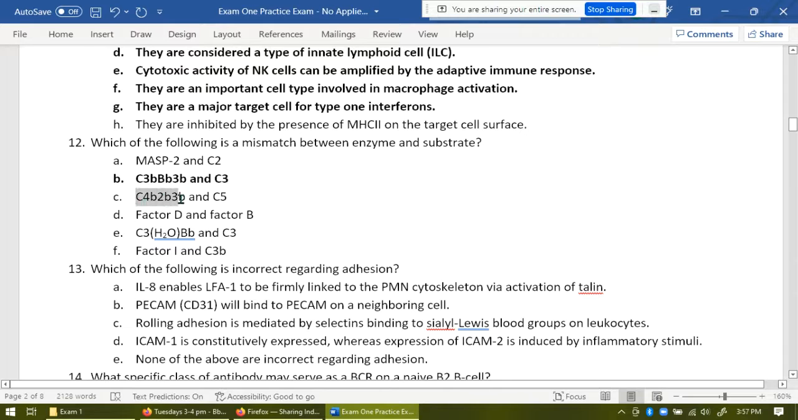Let's look at these other ones though. Here we have the classical lectin pathway C5 convertase, so that one is not a mismatch. Factor D and factor B, that one is not a mismatch. Factor D cleaves factor B. And then here we have the alternative tickover pathway C3 convertase. So that one's not a mismatch. Factor B and C3b. Nope, that one is involved down of C3b. So the answer is B.